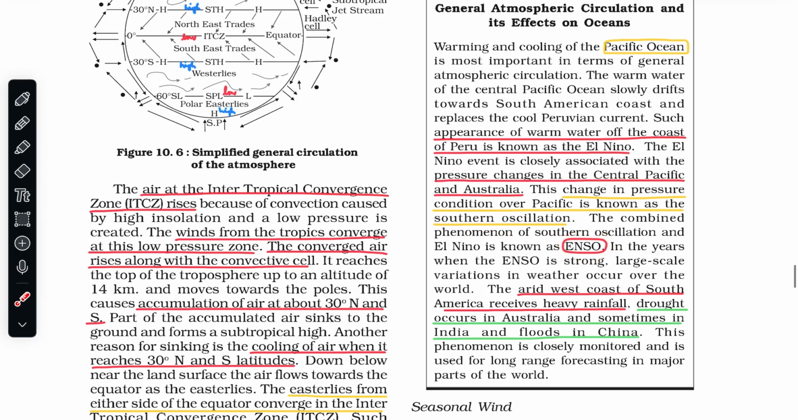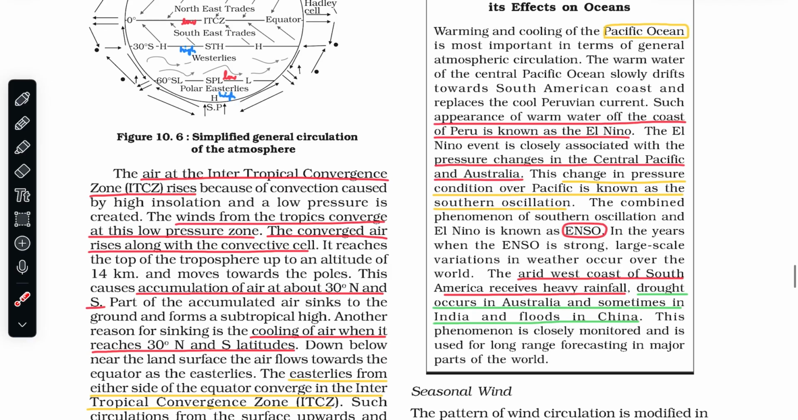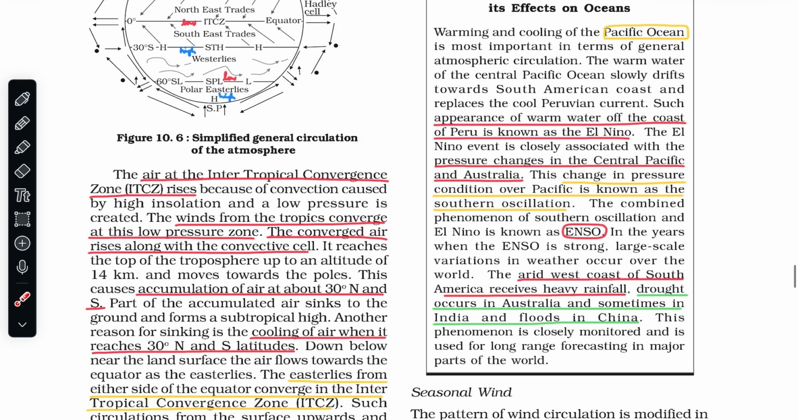In the years when ENSO is strong, large scale variations in weather occur over the world. The arid west coast of South America receives heavy rainfall. Drought occurs in Australia and sometimes in India and China. This phenomenon is closely monitored and is used for long range forecasting in major parts of the world.